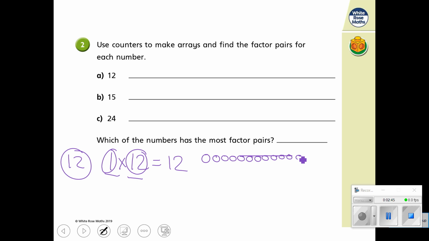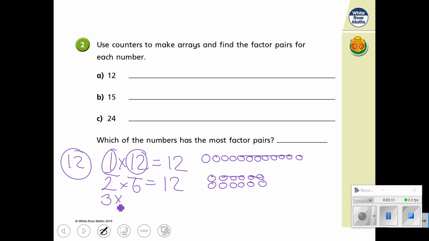Okay, I'm now going to go to number 2. I like to do things in a system. So I'm going to say 2 times something. Is there another number that I can multiply 2 by to make 12? You're right, it's 6. 2 times 6 is 12. So I'm going to have 2 rows of 6 counters. And there you go.